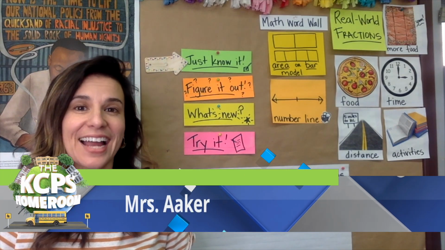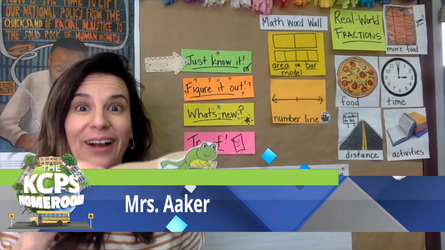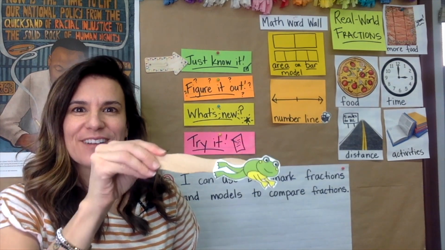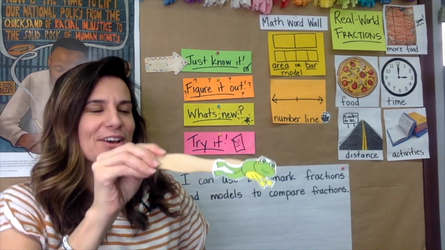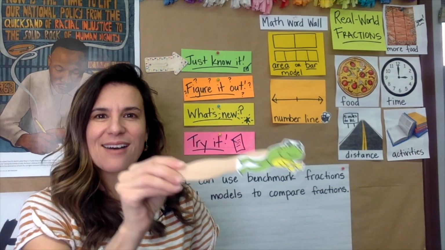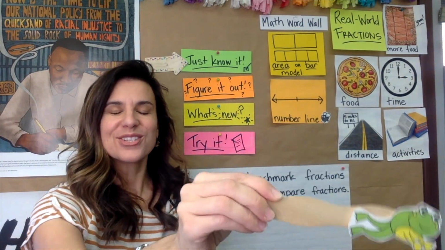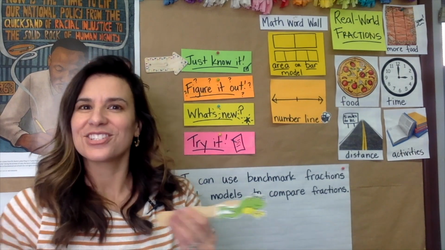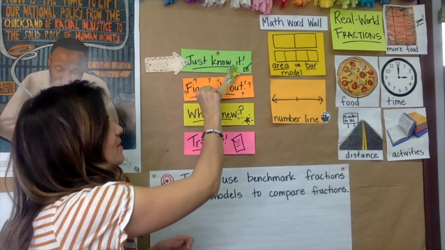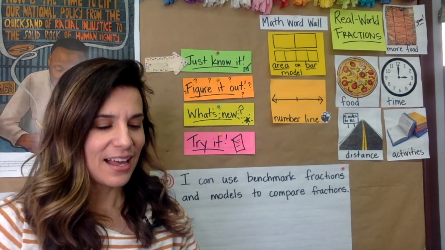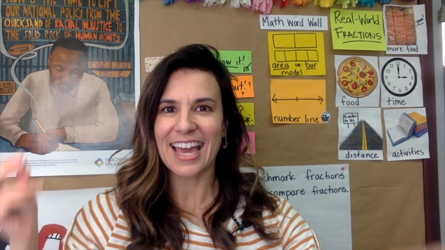I'm Miss Aker. Let's jump right in. Remember Frankie the fraction frog? Numerator's on top, so I hop, hop, hop. Denominators down, go to the ground. Let's jump right in with Just Know It. That's the part of math class where you know it just like that.